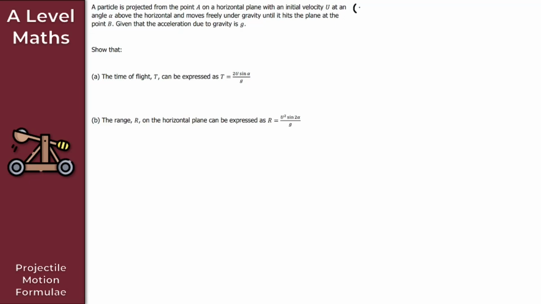For part A, just to get me started, I'm going to draw a quick diagram. You don't have to, but I do find it helpful. So I've got the ground here, like so. We've got this point A, which is the point of projection. We also have the initial velocity of u, which we call u meters per second, like so. And then the projectile will move something like this. Not perfect, but you get the idea.